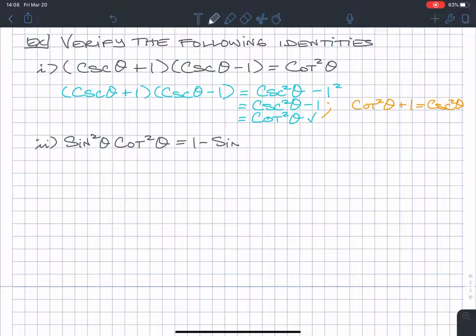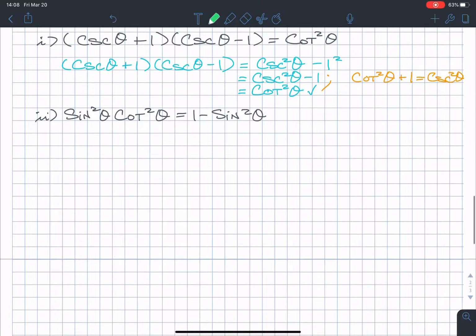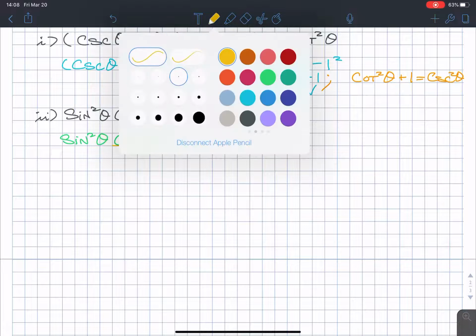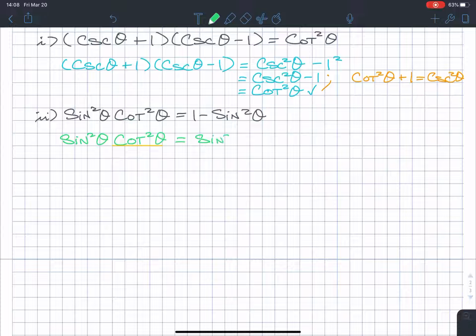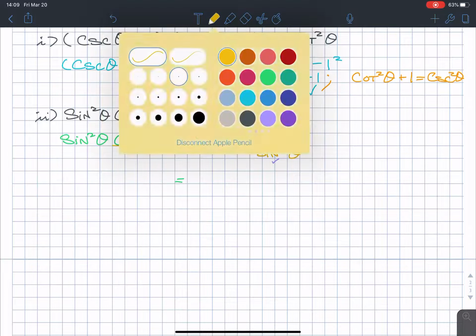So for me, it looks like the left-hand side is more complicated, so I'm going to start there. So I have sine squared theta times cotangent squared theta is equal to, and I do not set it equal to the right-hand side. But what is cotangent squared theta? If I rewrite this on the right, so sine squared theta, cotangent is really cosine squared theta divided by sine squared theta, which means I can reduce the sine squareds, and I'm left with cosine squared theta.